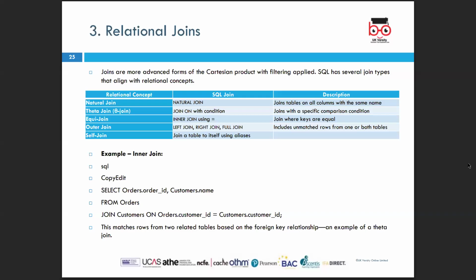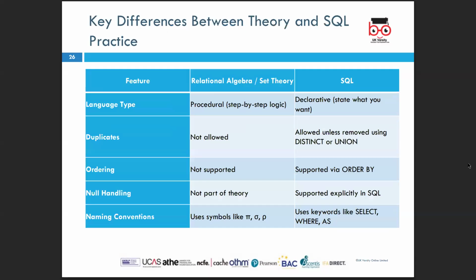Relational joins. Joins are a more advanced form of the Cartesian product with filtering applied. SQL has several join types that align with relational concepts. So, the key difference between theory and SQL practice. So we have features, relational algebra, set theory, and SQL.